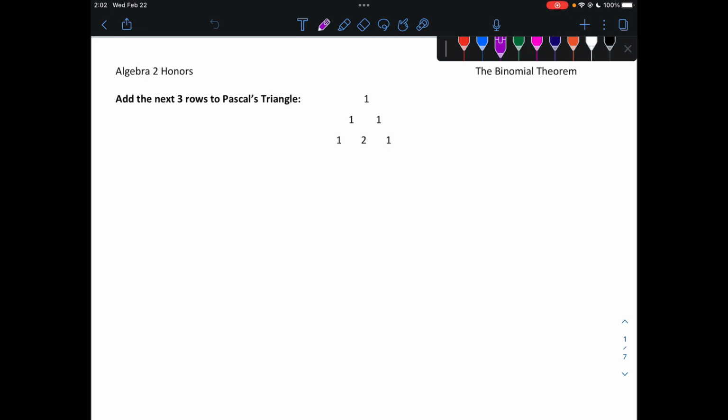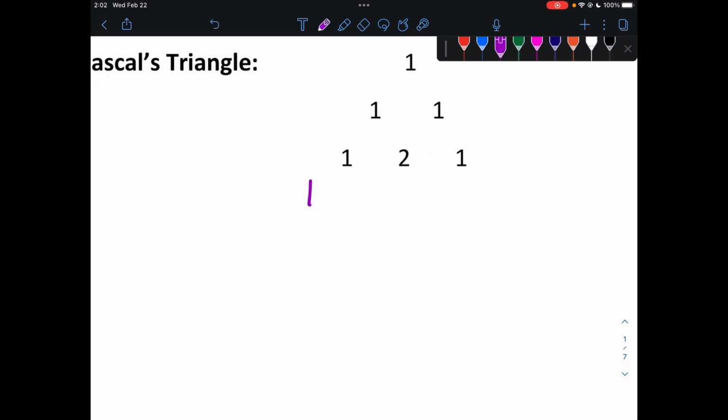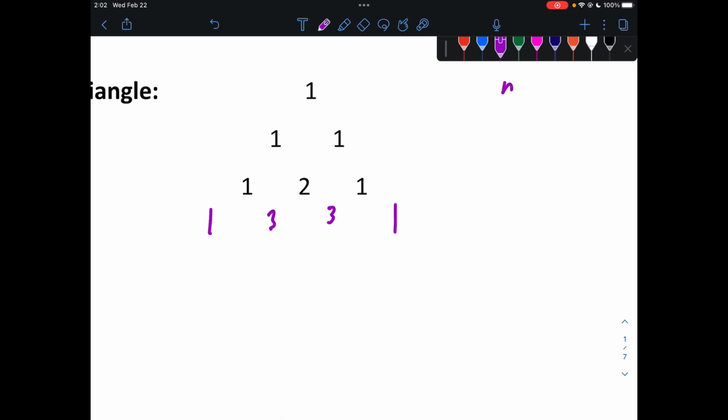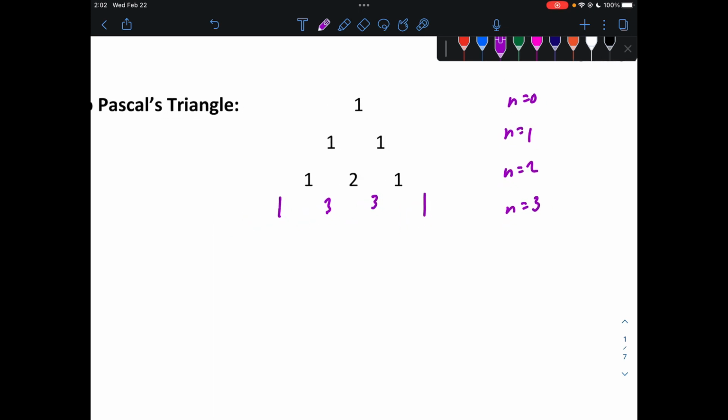So remember Pascal's triangle, we want to add the next row to this. It's going to be 1s on the outsides, and then add the 1 plus 2, add the 2 plus 1. And that's the next row. Remember, this would be n equals 0, n equals 1, n equals 2, n equals 3. So that's a binomial cubed.